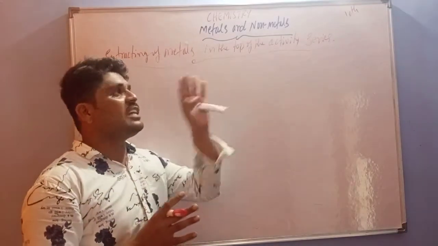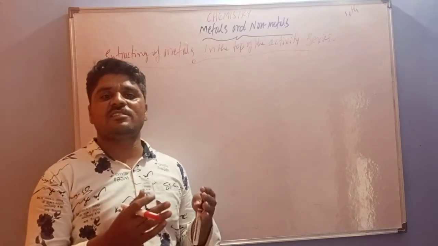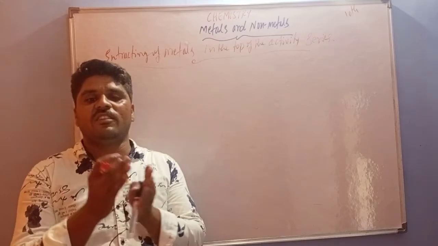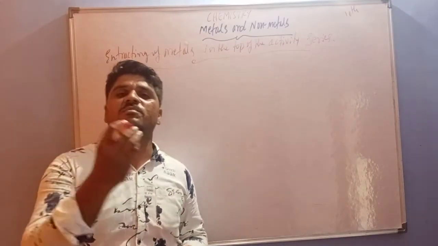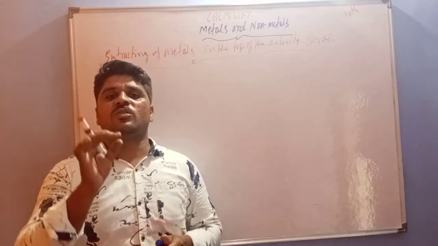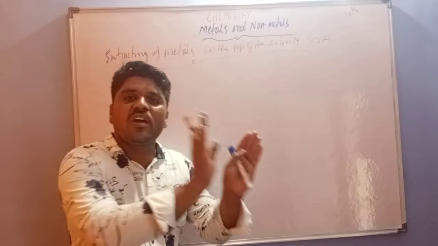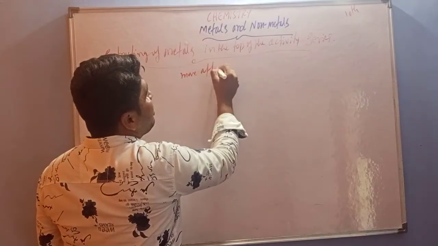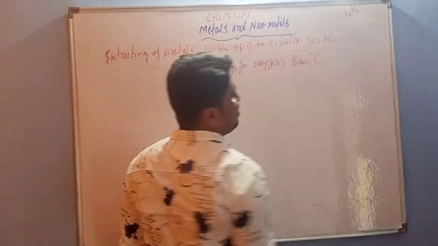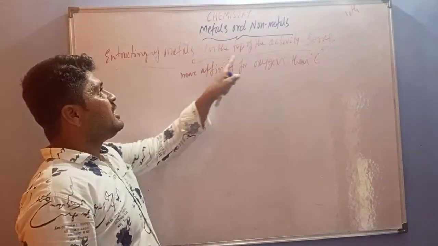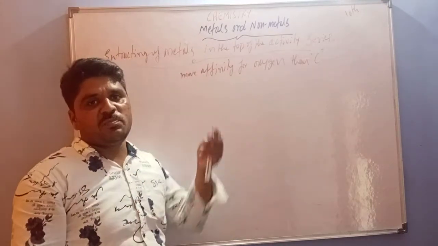So which metals are present in the top of the series? Sodium, potassium, magnesium, calcium, aluminium. Carbon cannot reduce the oxides of sodium, magnesium, aluminium, all these elements. Why? These metals have more affinity for oxygen than carbon. Please remember, top of the activity series metals are highly reactive metals, and these cannot be obtained from their compounds by heating with carbon.